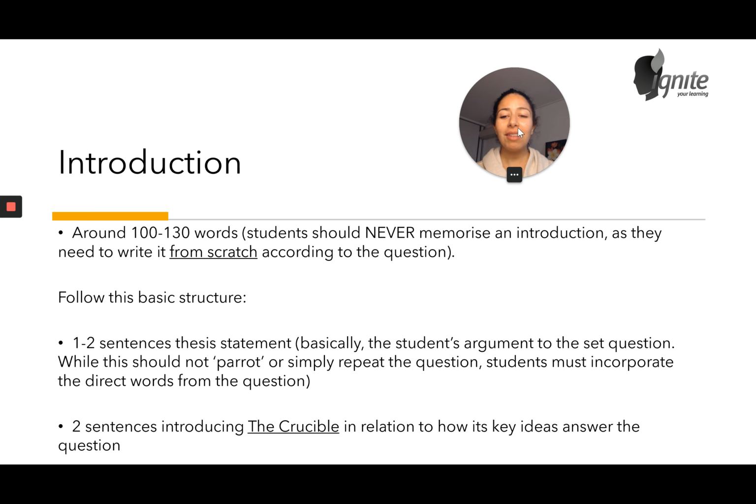But basically for the introduction, you want to start by answering the set question, using the words of the question. Don't just parrot or repeat the question. See if you can use words of the question and make them into your own sentences. So start there and then go into the Crucible, again using words of the rubric and the question. I will create something specifically on being able to take this structure and adapt it to different questions. But for now, let's go with the structure.